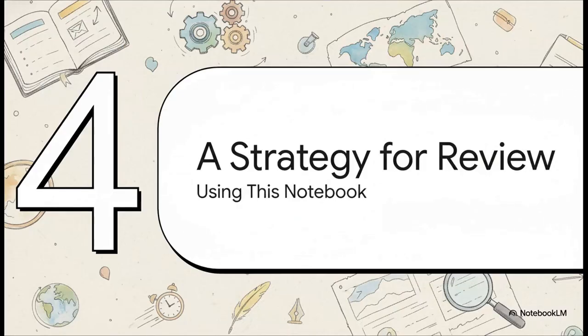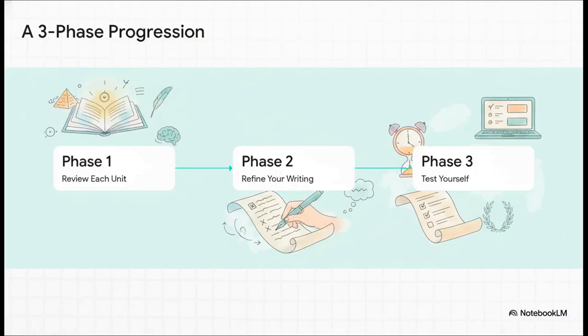So, we know why historical thinking matters, and we know how it's assessed. Now let's get to the how for you. How can you use this notebook to prepare? This is all about active, targeted review, not just passively flipping through notes. I've broken it down into a really simple 3-phase plan. Think of it this way. First, you review the content to build a solid foundation. Second, you refine your writing skills to apply that content effectively. And third, you test yourself to see where you stand.